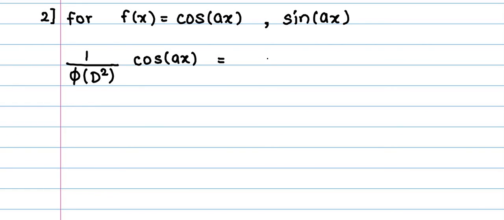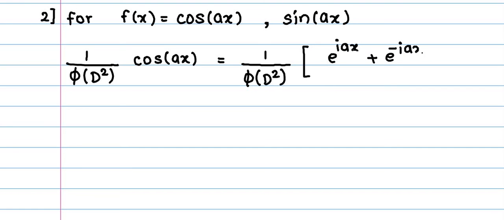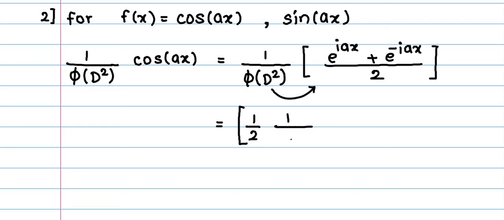Now we can use the relation between trigonometric function and exponential function here. So cos ax can be written as e raised to iax plus e raised to minus iax, upon 2. So we can operate this auxiliary equation on the exponential function. So it is equal to, 1 upon 2 is constant, and this will be 1 upon phi of D replaced by a.